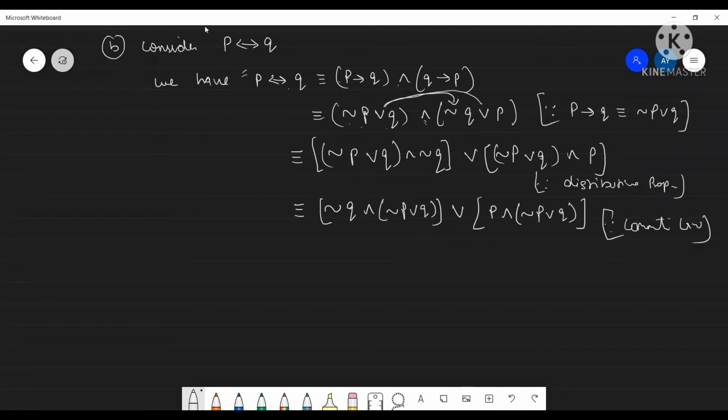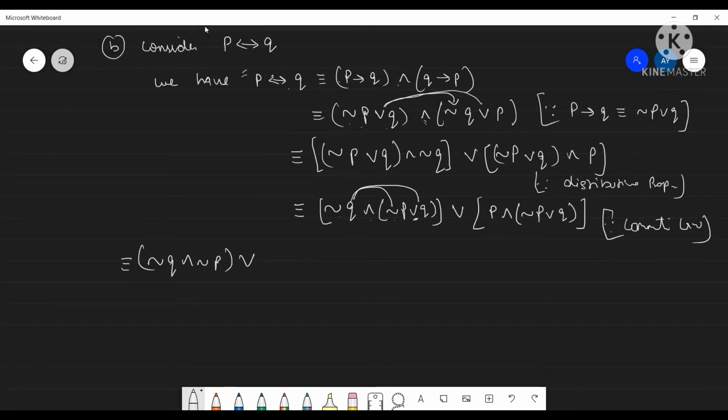Now coming to the next step, what do you have to do? As you have negation Q and negation P, see here you have OR, so now we have to distribute even this. I'll write it over here. This is equivalent to negation Q and negation P. This is one thing, and with respect to the distributive law we are using this.